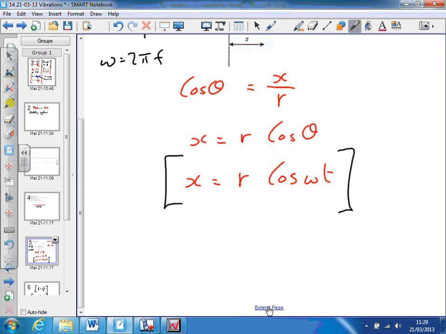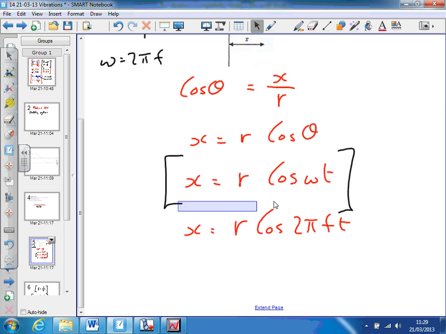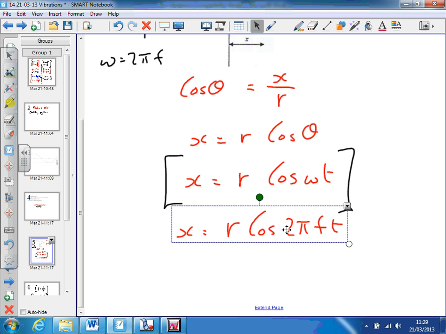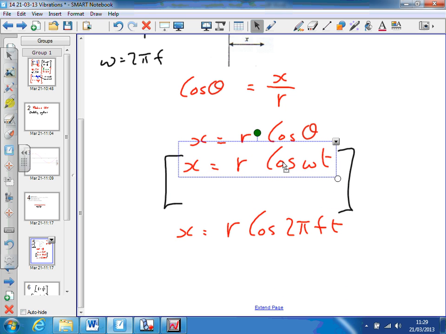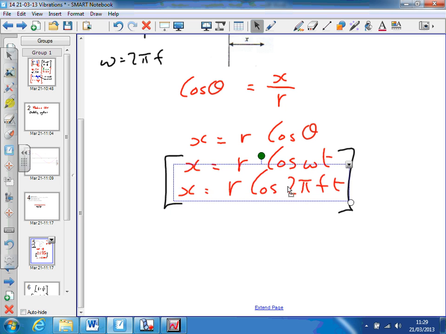And we can calculate omega, because omega equals 2 pi f. So we could, if we wanted to, write this. And that's often done, because omega equals 2 pi f. So if I know the frequency, not the angular velocity, I can actually easily calculate what x is, knowing r. So those are useful formulae, and they can almost be grouped together because they mean the same thing, really. Okay?